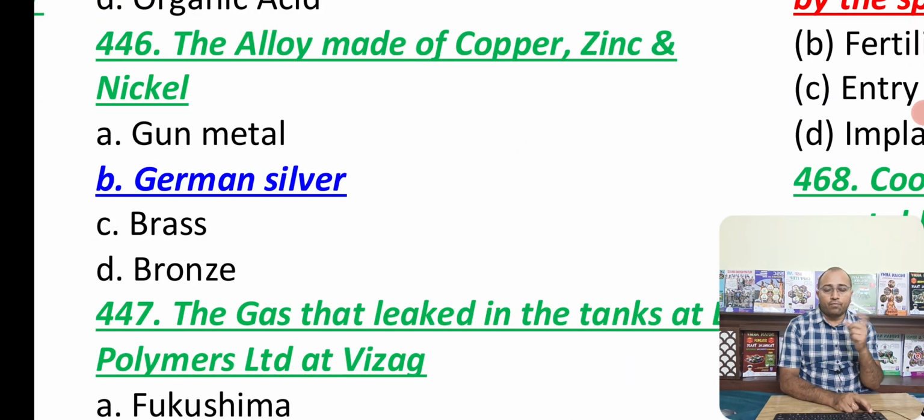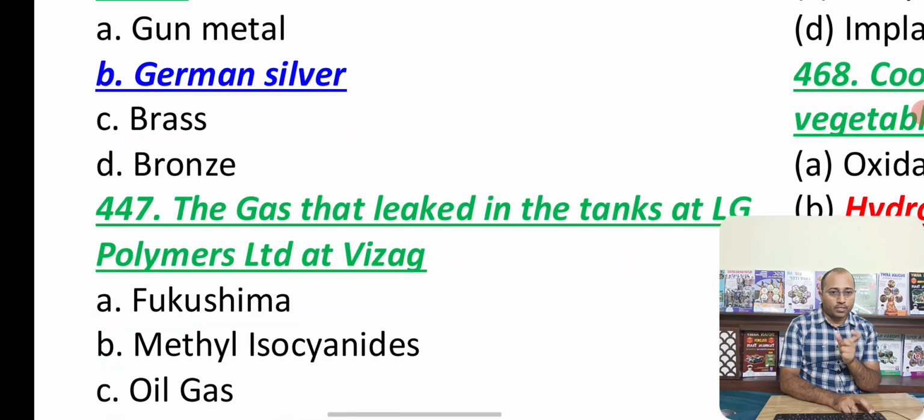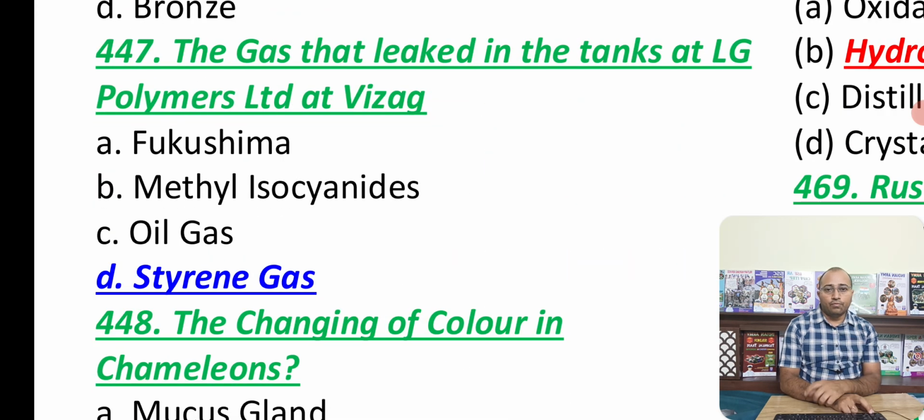The alloy made of copper, zinc and nickel, that is German silver, guys. We don't find any kind of silver in German silver. And we can see brass, that is copper and zinc, and bronze is copper and tin. So gunmetal, I want you guys to comment what exactly we have in gunmetal.